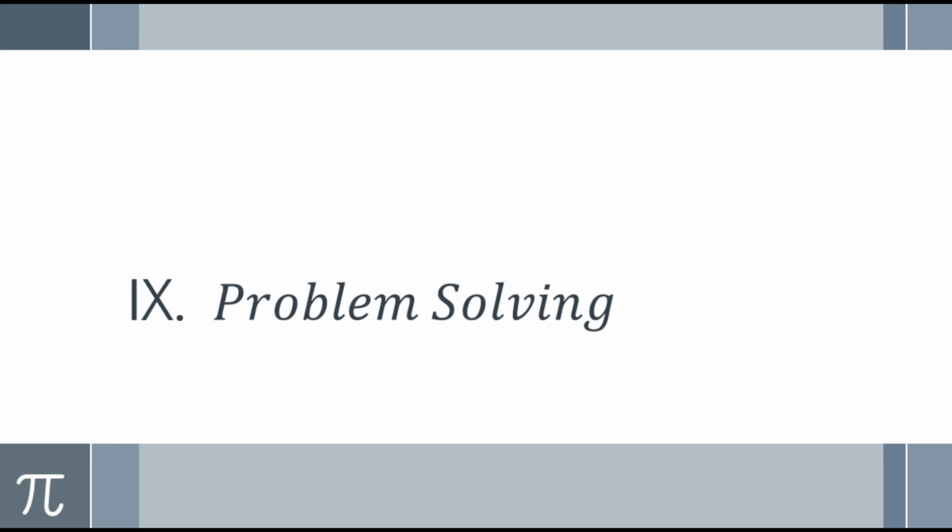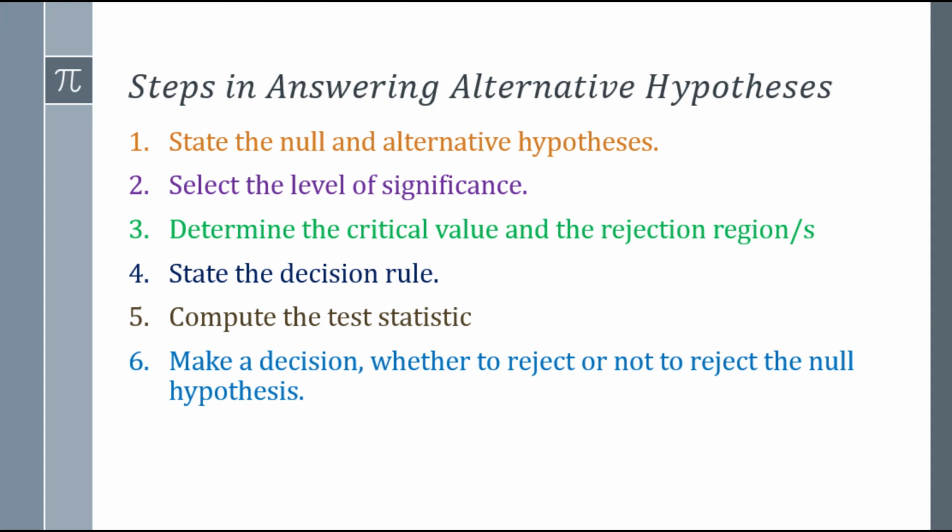Okay, so let's have the last chapter, problem solving, yung pinaka-hinihintay natin. So I will discuss first the steps in answering alternative hypothesis. So the first one, state the null and alternative hypothesis. Second, select the level of significance. Third, determine the critical value and the rejection region or regions. Fourth one, state the decision rule. Fifth, yung panglima, kailangan natin i-compute yung test statistic. At yung huli, yung pang-anim, make a decision whether to reject or not to reject the null hypothesis.